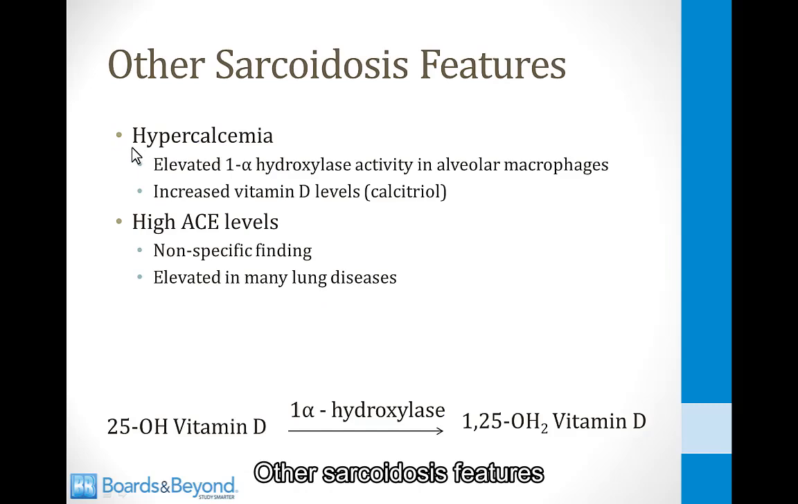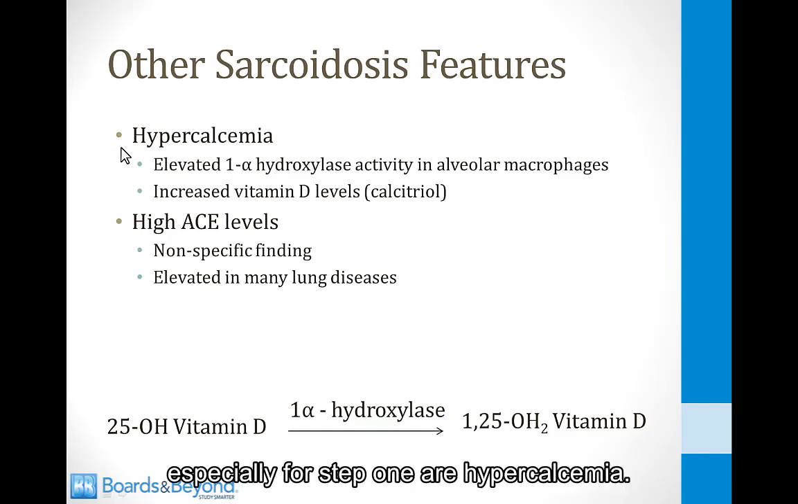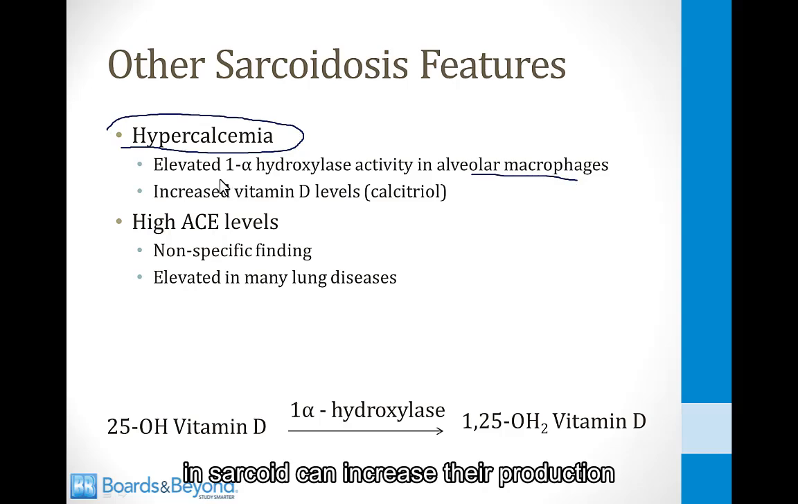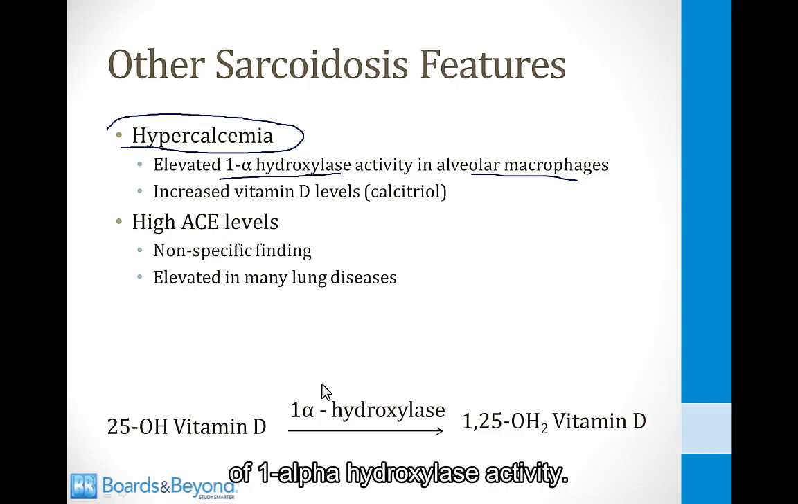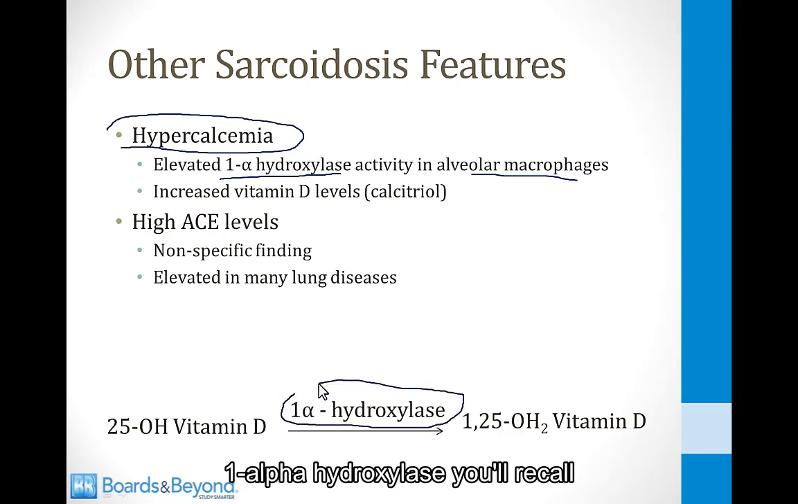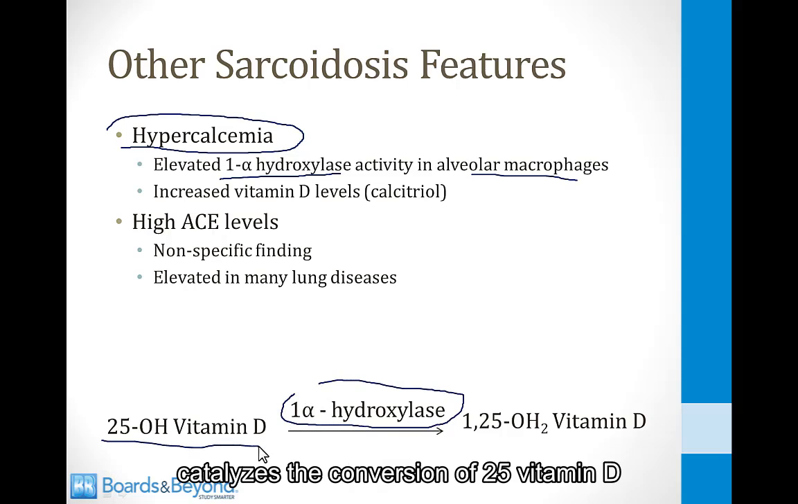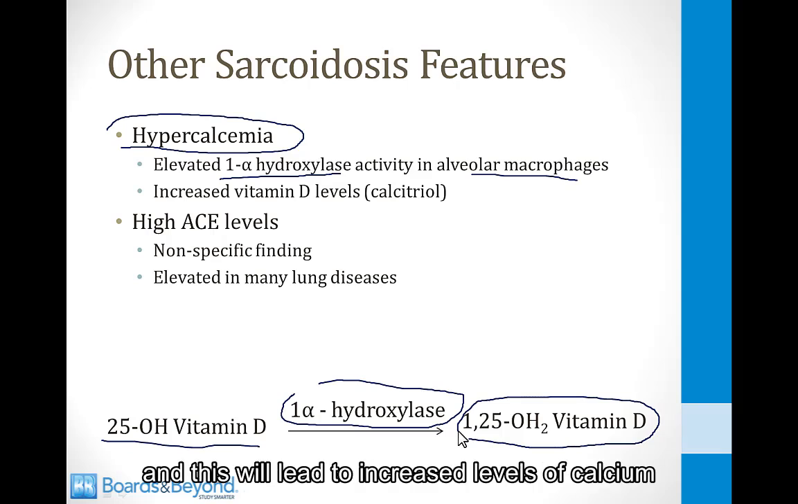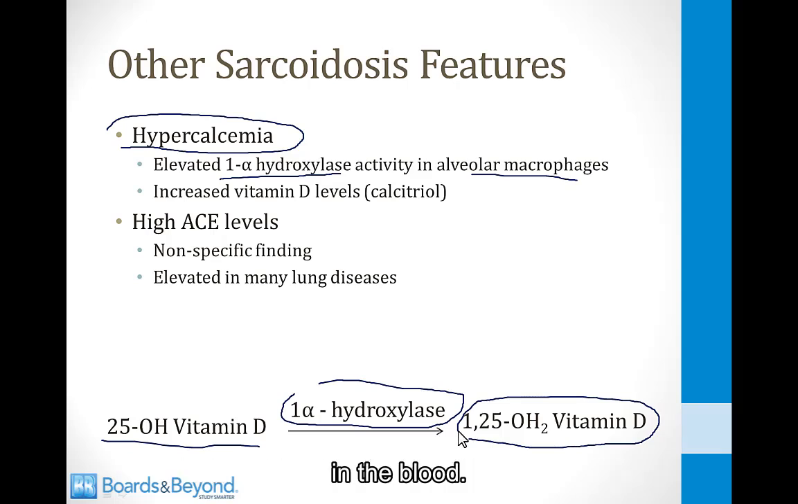Other sarcoidosis features that it's high yield for you to know, especially for step 1, are hypercalcemia. So the alveolar macrophages that are activated in sarcoid can increase their production of 1-alpha hydroxylase activity. So let's look down here at this reaction. 1-alpha hydroxylase, you'll recall, catalyzes the conversion of 25 vitamin D to 1,25, the active form of vitamin D, and this will lead to increased levels of calcium in the blood.